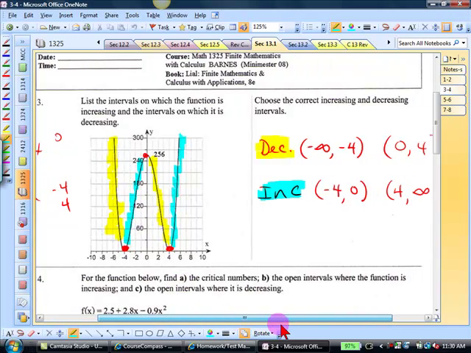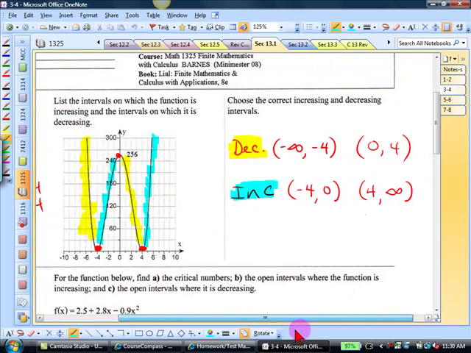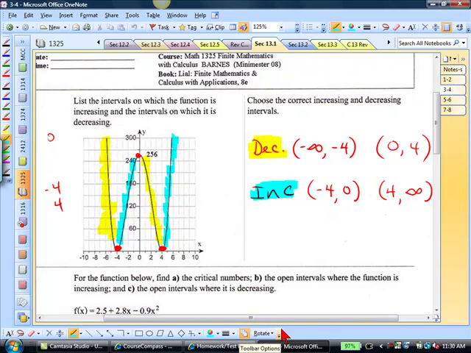And I believe if it says choose the correct, it may be multiple choice on MATLAB. I'm not sure. But we could write the intervals. It's decreasing from -infinity to -4, and from 0 to 4. It's increasing from -4 to 0, and from 4 to infinity. Is that making sense on the increase, decrease?